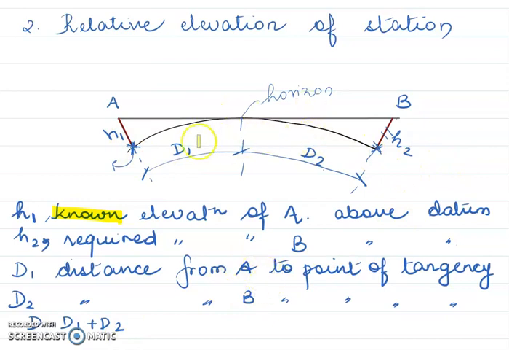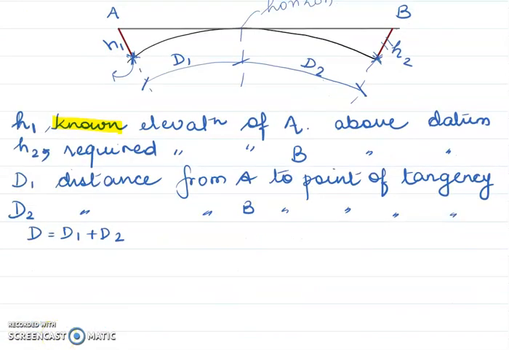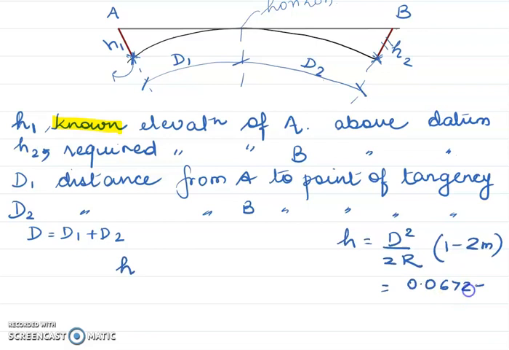What are d1 and d2? d1 and d2 are the respective distances of A and B from this point of tangency. So the total distance between A and B will be d1 plus d2. For the height of the signal, we have previously derived this equation: h is equal to d squared upon 2R into (1 minus 2m), where m is equal to 0.7 and R is the radius of the earth. If I substitute all the values, I get h is equal to 0.06728 d squared, where h is in meters and d is in kilometers.